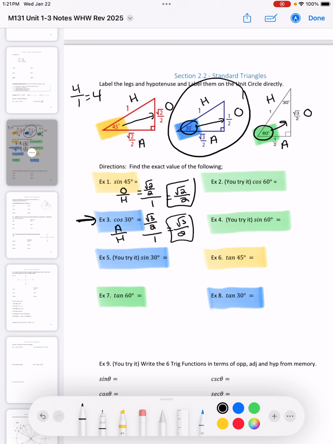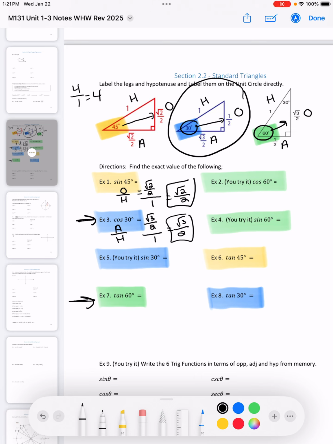Again, I'm going to have you do the "you try it" in just a second. I'm going to keep going with the other examples that aren't "you try it." So now I'm going to move down to example 7. I'm just going to go down these rows. I'm in the green triangle, the very last one, the one on the right, because I'm with 60 degrees.